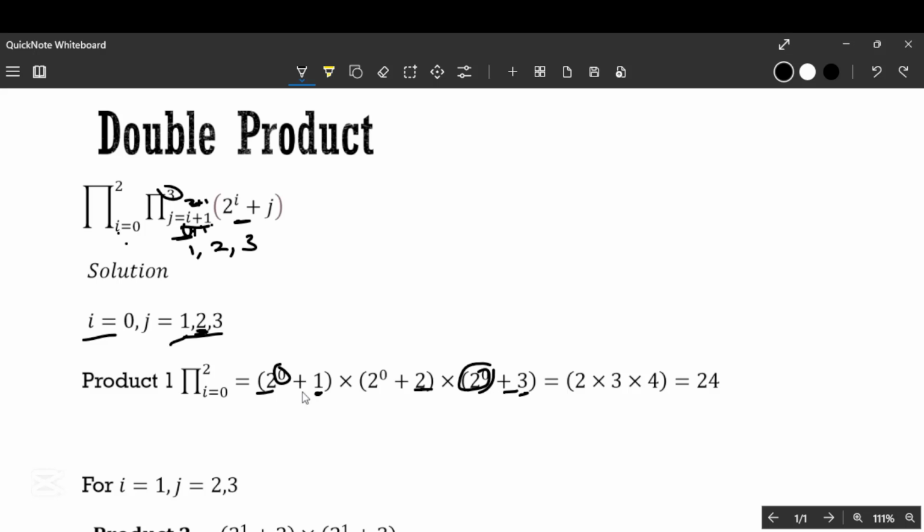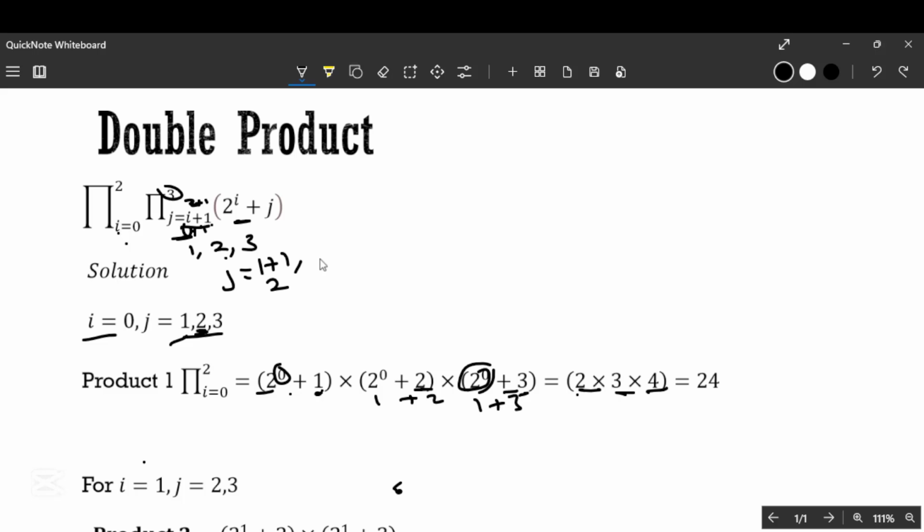But because it's a product, we need to multiply all the 3 numbers here, so 2 times 3 times 4, which is 2 times 3 giving us 6, and then 6 times 4 giving us 24. Now let's take the second part. When i is equal to 1, then we are going to have j to be equal to 1 plus 1, which gives us 2.